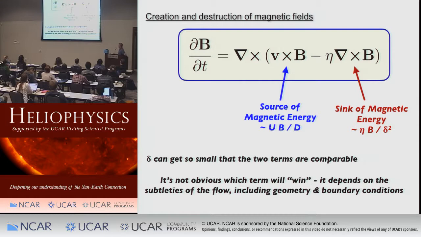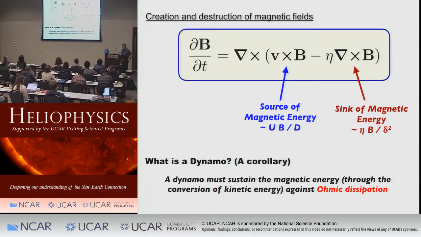So a flow can make very small length scales, so this term can become comparable to that term. So even if the magnetic Reynolds number is big, it's not really obvious that you're going to have a dynamo, that the source term will win out over the sink term. It depends on the details of the object in question and the flow. But a corollary on what is a dynamo: it must sustain the magnetic energy against ohmic dissipation, and that's not always easy.